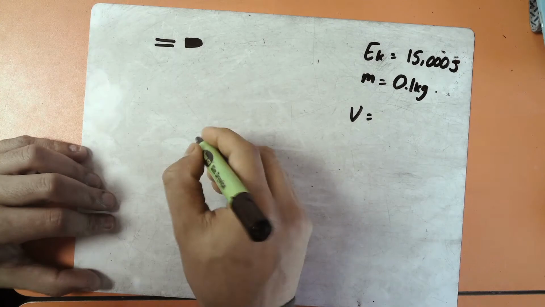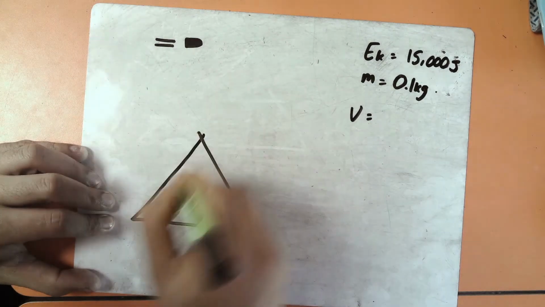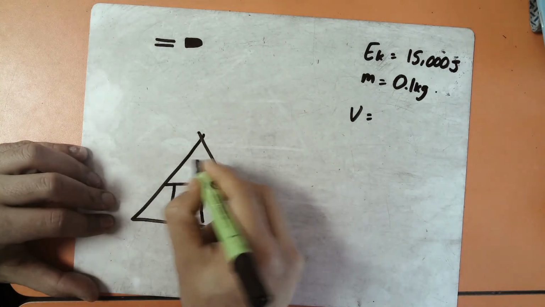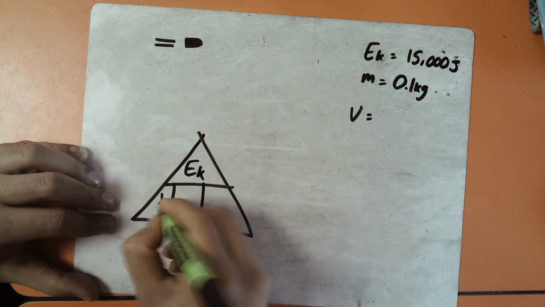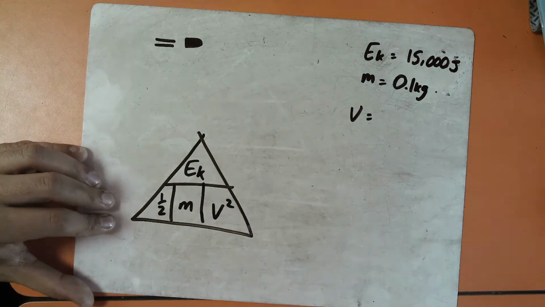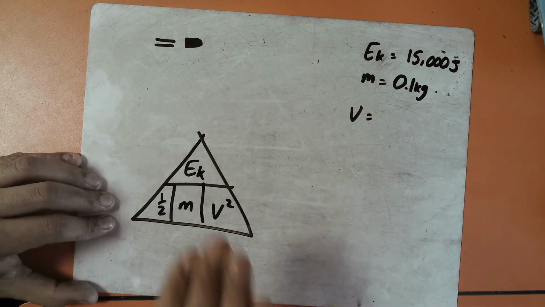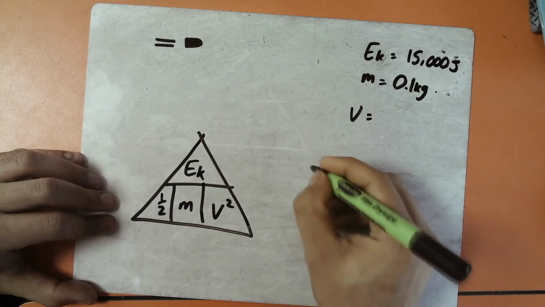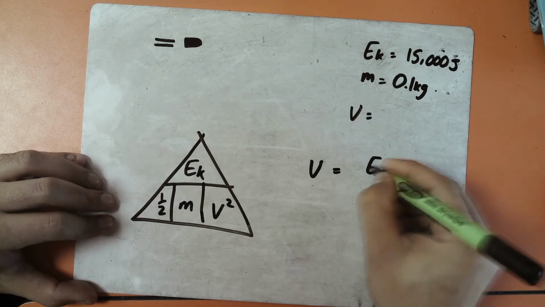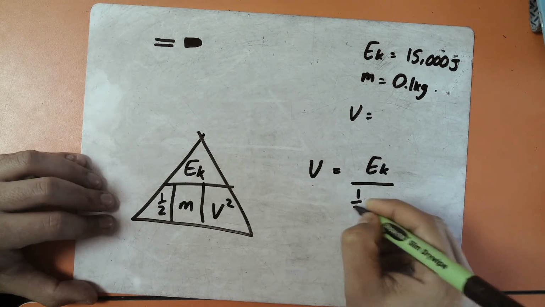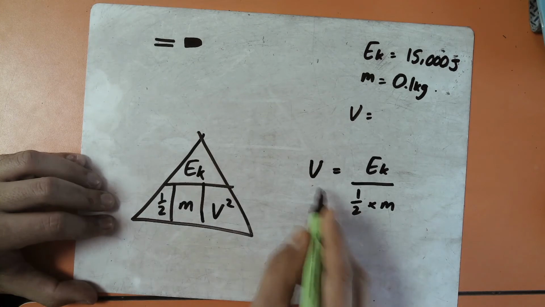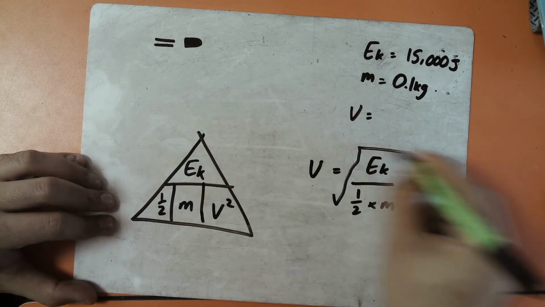So firstly, we need to draw our equation triangle and put all the quantities in the right place. So kinetic energy at the top, half at the bottom left, mass and velocity squared. We then need to write this out as a formula to cover up velocity. So we've got velocity equals kinetic energy divided by half times the mass. And because we don't want velocity squared, we want velocity by itself, we need to make sure we square root our answer at the end.